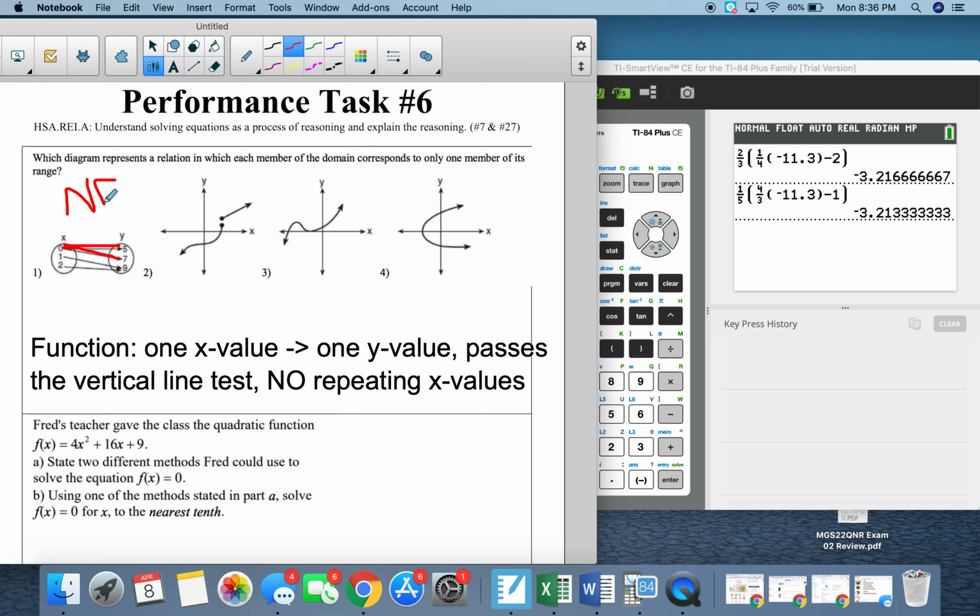So I know my first answer choice is not a function, and what you want to do now is check the other three answer choices. The other three answer choices are graphs, so what you want to do is use the vertical line test. We said the vertical line test is when you draw a vertical line, or in your case, when you roll your pencil over the graph, it will never touch your graph in more than one place, okay? So if it does, then it fails the vertical line test and it's not a function.